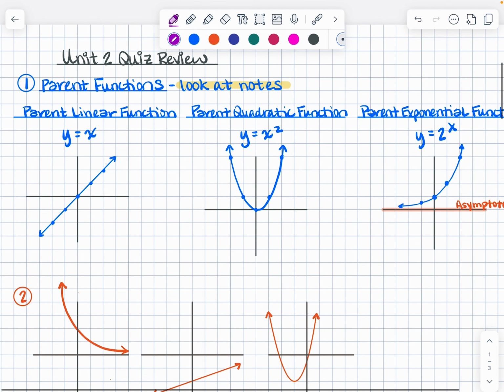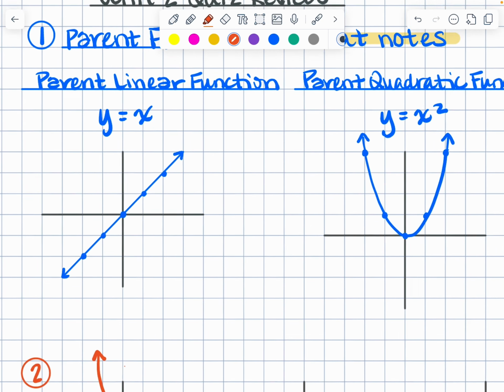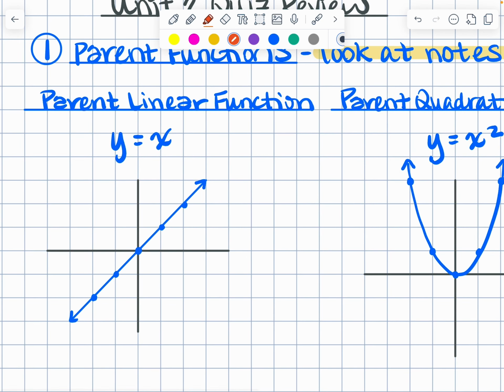So the first section is your parent linear functions. The entire first page of the quiz, you will have to write the equation of the parent linear function, right? So I've listed here, right? The first one is the parent linear function. You must know his equation is y equals x. You must know what his graph looks like.